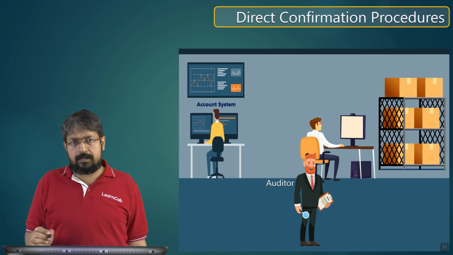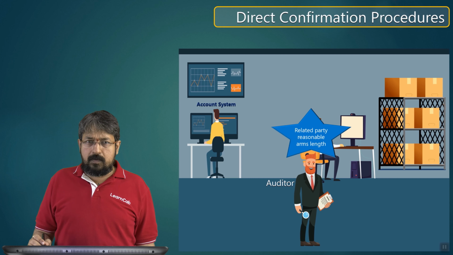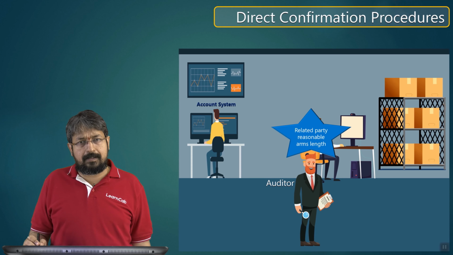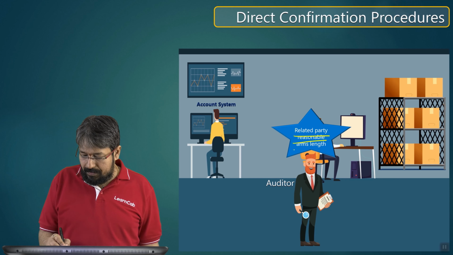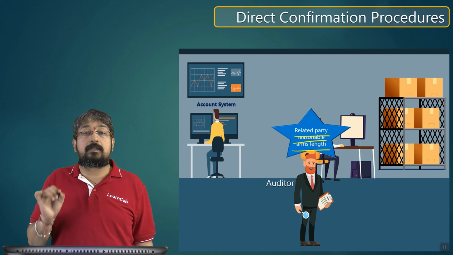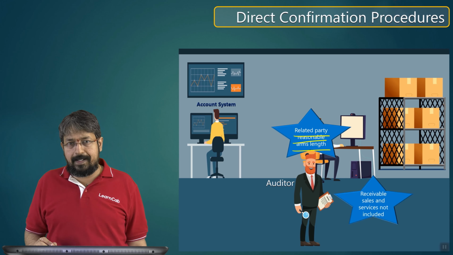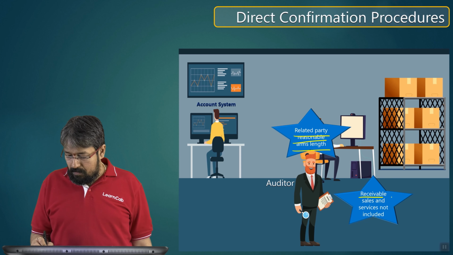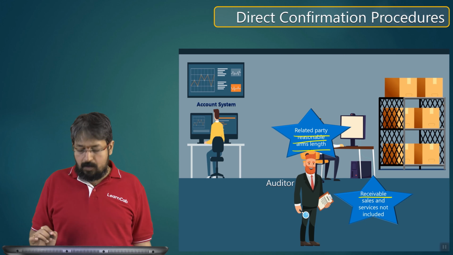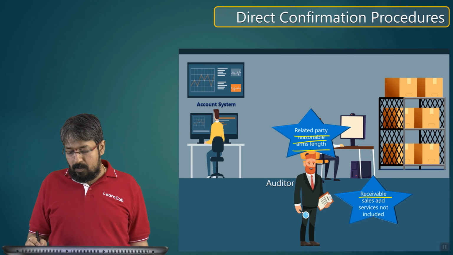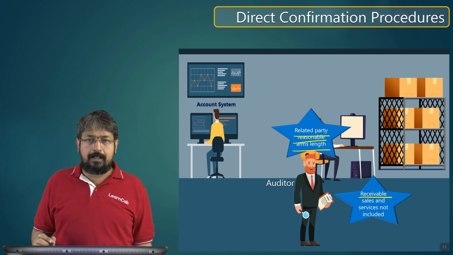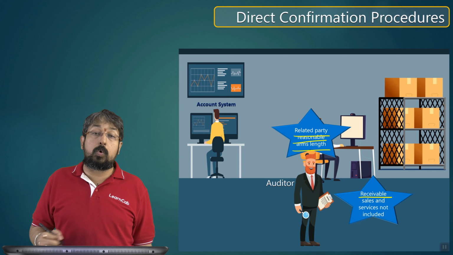This is all about existence. And in the direct confirmation procedure, understand that if it is a related party transaction, ensure that the transaction is reasonable and on an arm's length basis. And the receivable, my dear soldiers, includes only sales and services. It should not include any other amount.